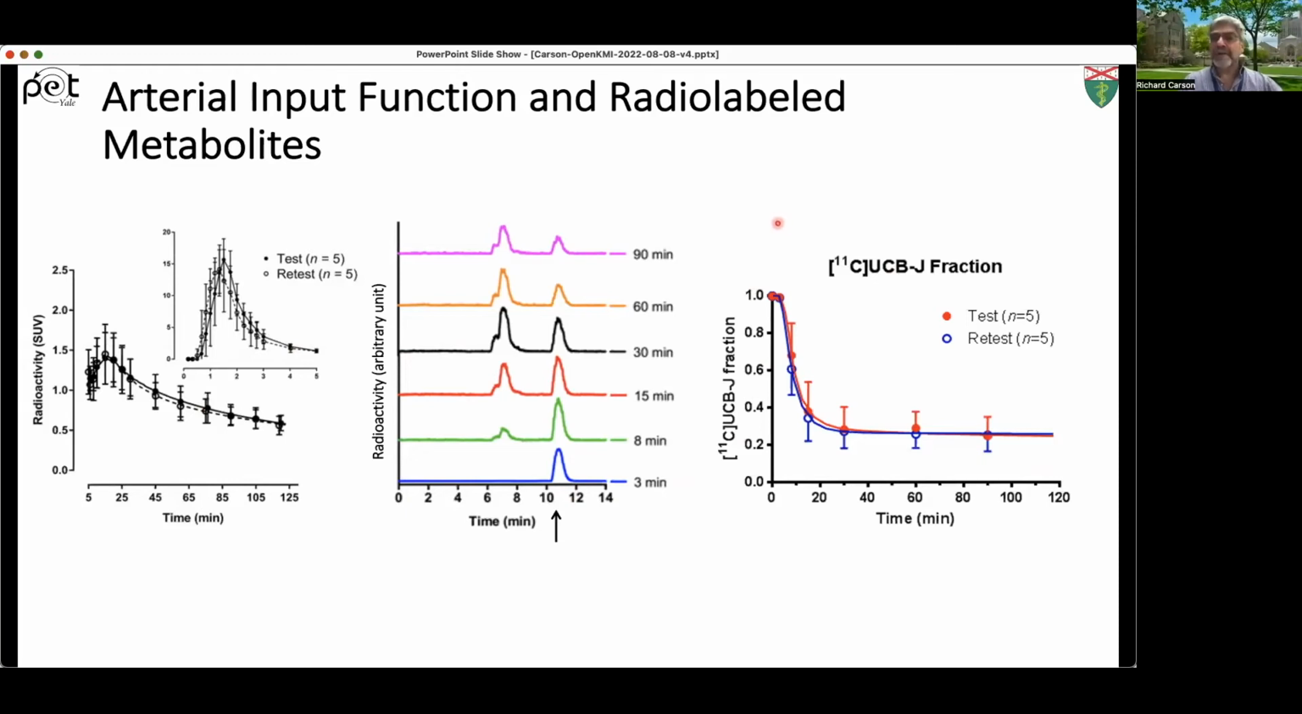We have to decide, what about these metabolites? Do they cross into the tissue? The brain can be very restrictive on these things. We don't have that luxury outside the blood-brain barrier. We do the modeling. We compared a couple of models.